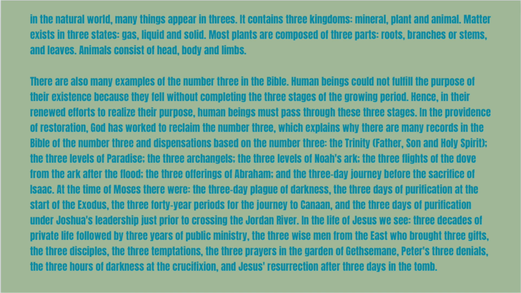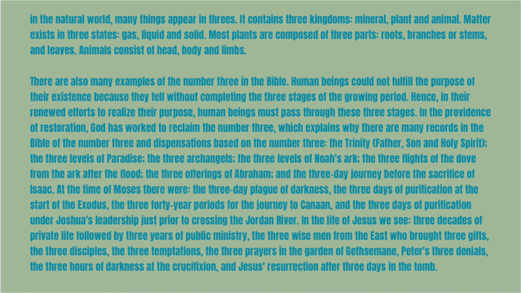the Trinity, Father, Son, and Holy Spirit, the 3 levels of paradise, the 3 archangels, the 3 levels of Noah's Ark, the 3 flights of the dove from the ark after the flood, the 3 offerings of Abraham, and the 3-day journey before the sacrifice of Isaac. At the time of Moses, there were the 3-day plague of darkness, the 3 days of purification at the start of the Exodus, the 3 40-year periods for the journey to Canaan, and the 3 days of purification under Joshua's leadership just prior to crossing the Jordan River.